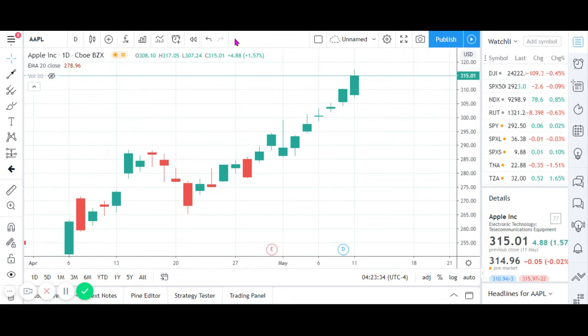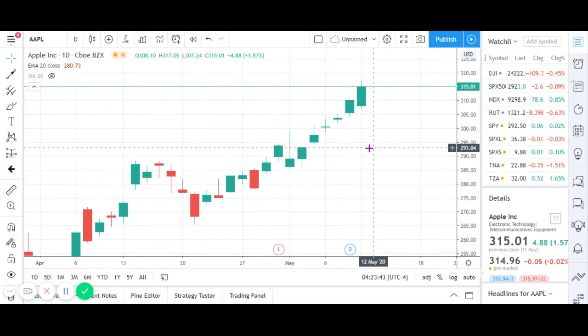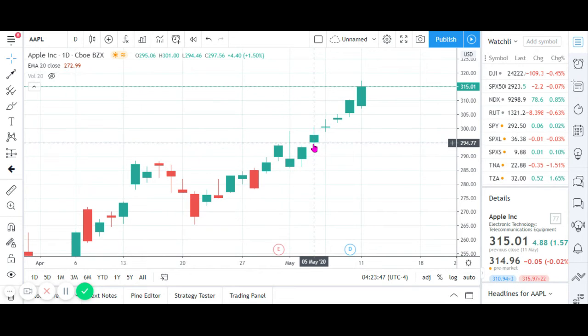This is TradingView. It's a free software. You can upgrade if you want, but it's what I use. I use the free part. So let's look at this day, May 5th. The open was $297.06, and it continued on up all the way to the high of 301, and then it closed at 297.56. That's how you read a candlestick.